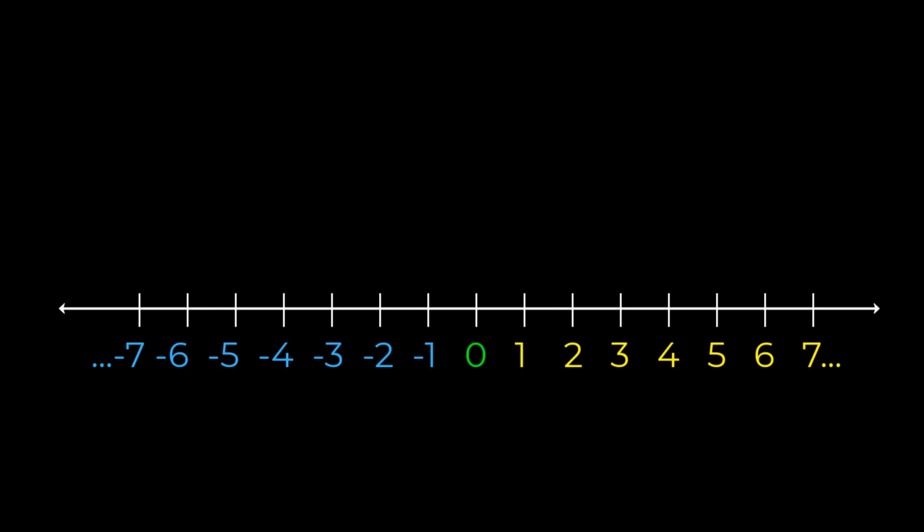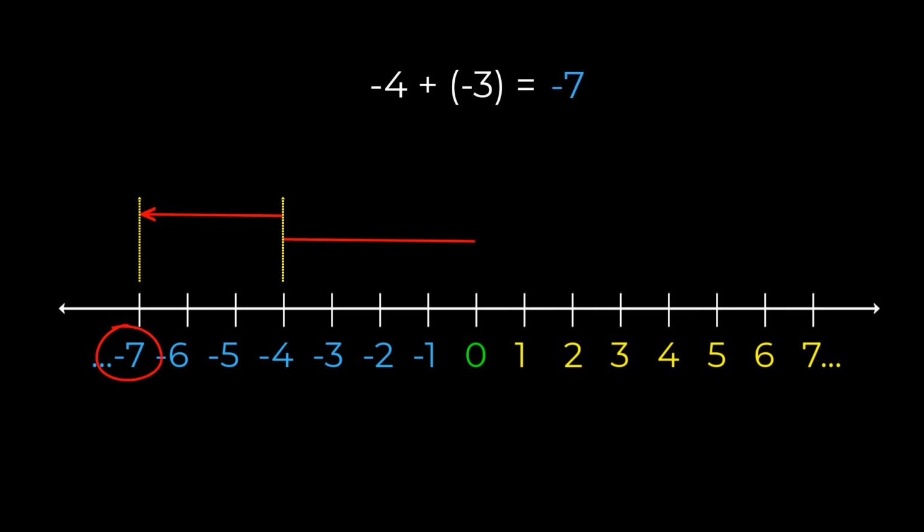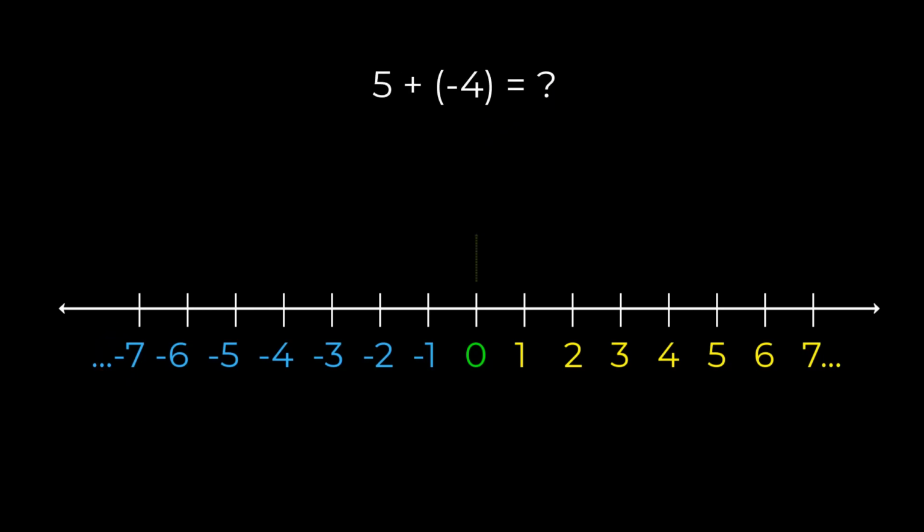Let's do addition first. Let's try -4 plus -3. Move along the number line in the magnitude and direction of the first number, and then move in the magnitude and direction of the second number. We find that -4 plus -3 equals -7. Let's try a couple of more addition problems. How about 5 plus -4? Let's try -4 plus 6.